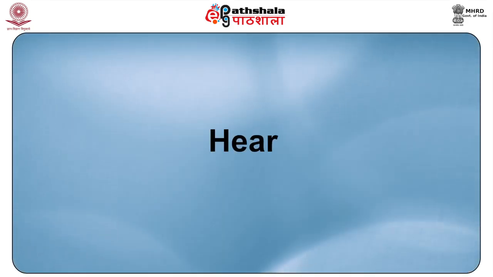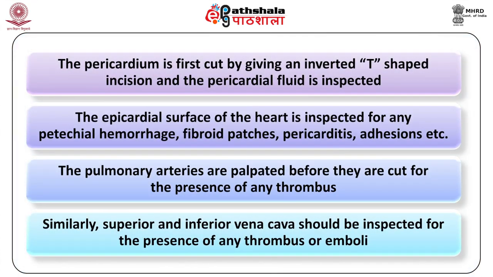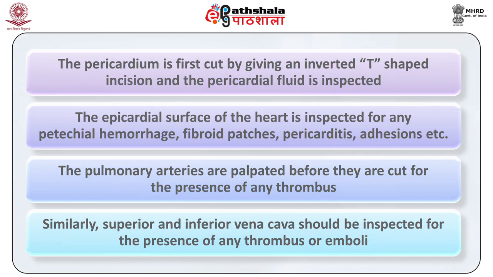Afterwards, we examine the heart. Before opening the heart, the pericardium is first cut by giving an inverted T-shaped incision, and the pericardial fluid is inspected. The epicardial surface of the heart is inspected for any petechial hemorrhage, fibrous patches, pericarditis, adhesions, etc. The pulmonary arteries are palpated before they are cut for the presence of any thrombus. Similarly, superior and inferior vena cava should be inspected for the presence of any thrombus or emboli.